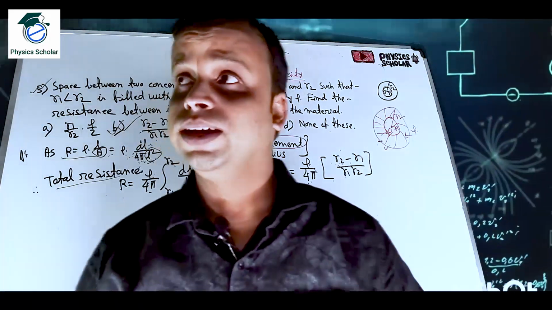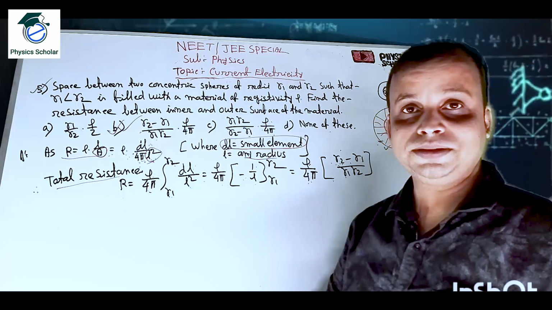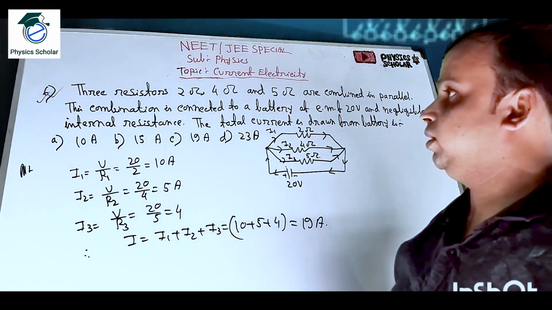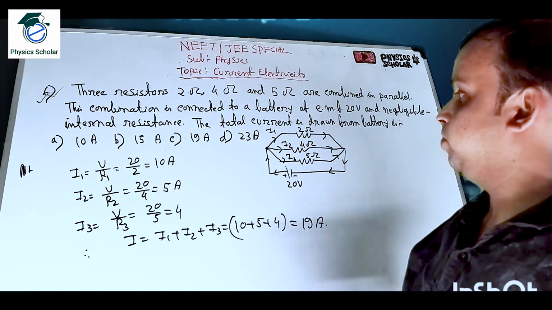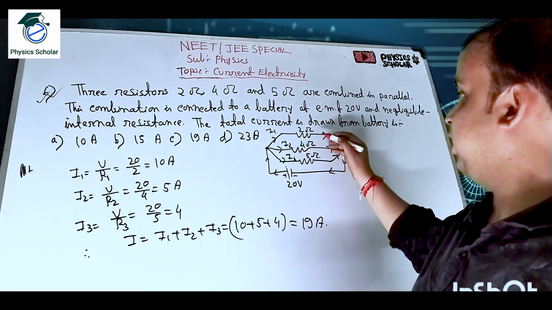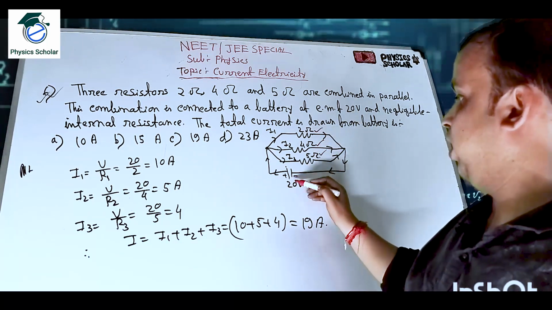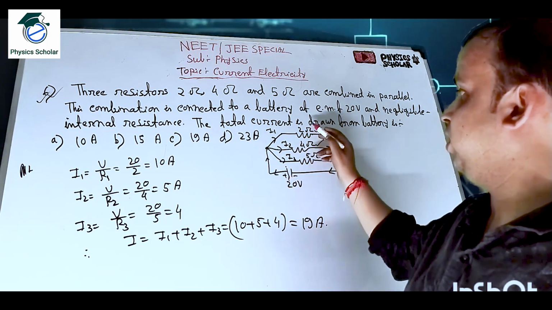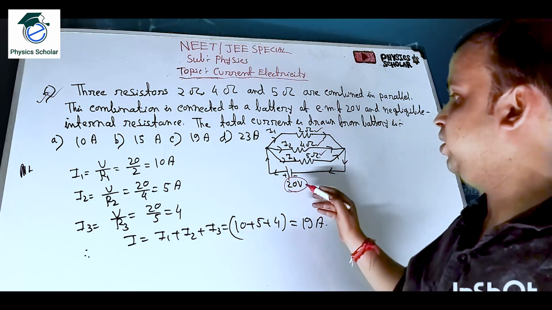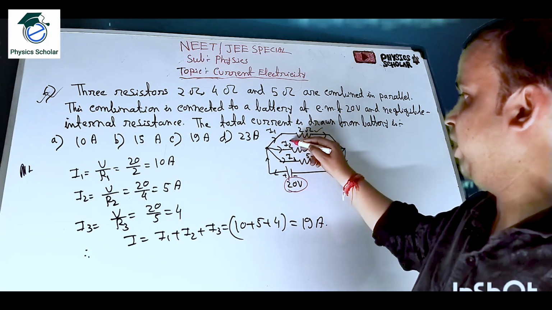So now let us move to problem number 6. Now it is a very easy sum. Three resistors are connected in parallel, 2 ohm, 4 ohm and 5 ohm, with a battery of negligible internal resistance, and the EMF of the battery is 20 volt. So the current will come here and branch into 3 segments, I1, I2 and I3.